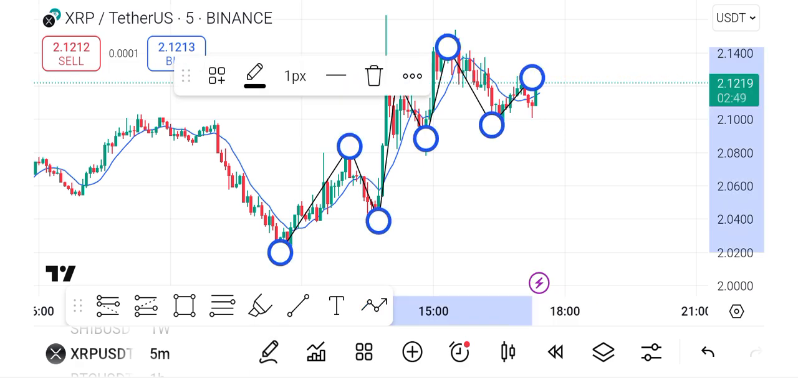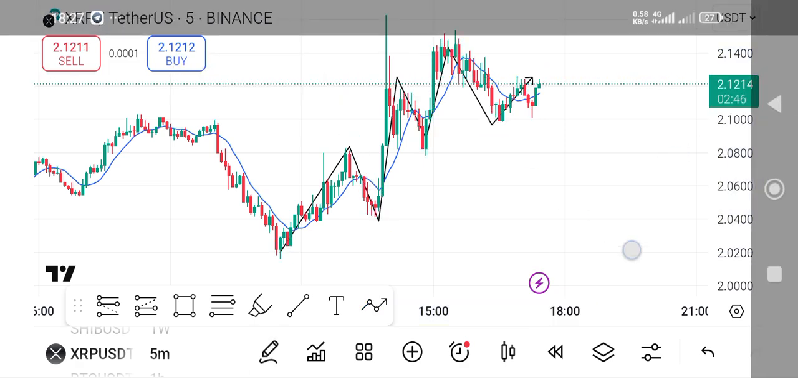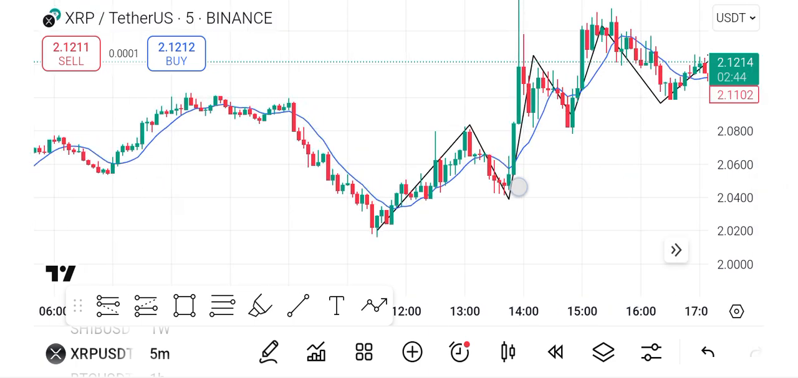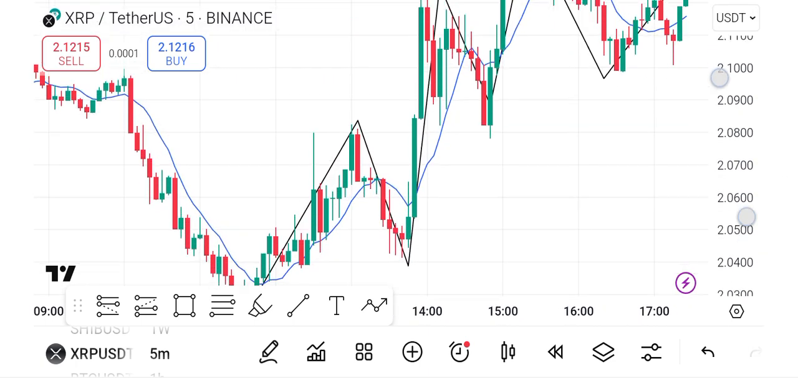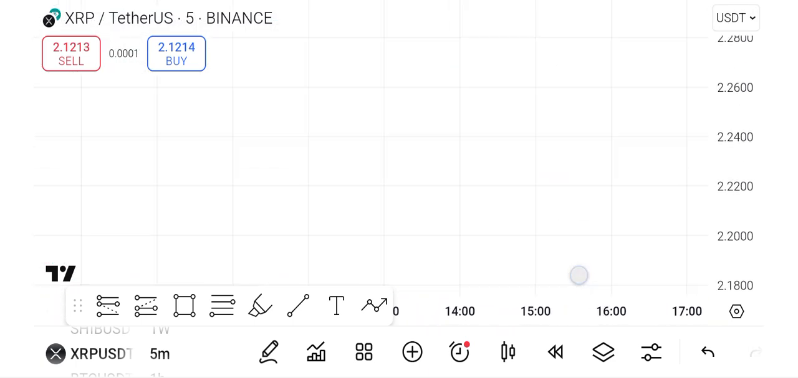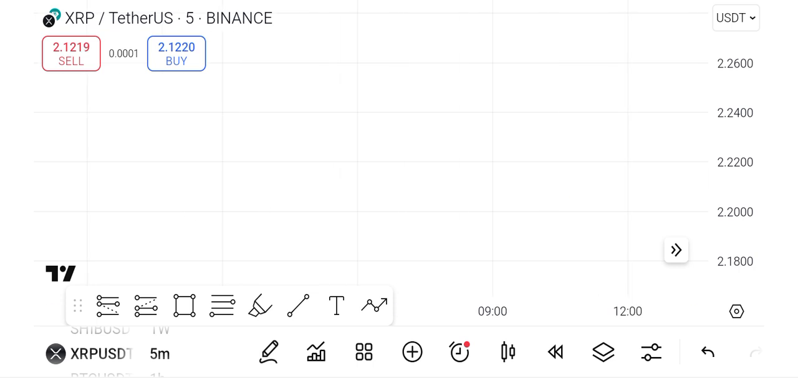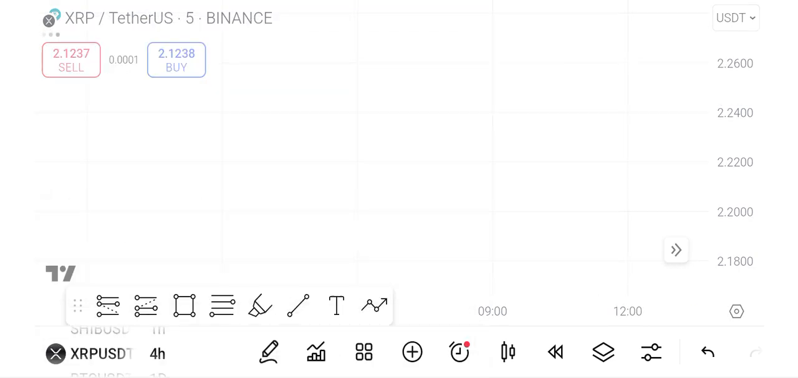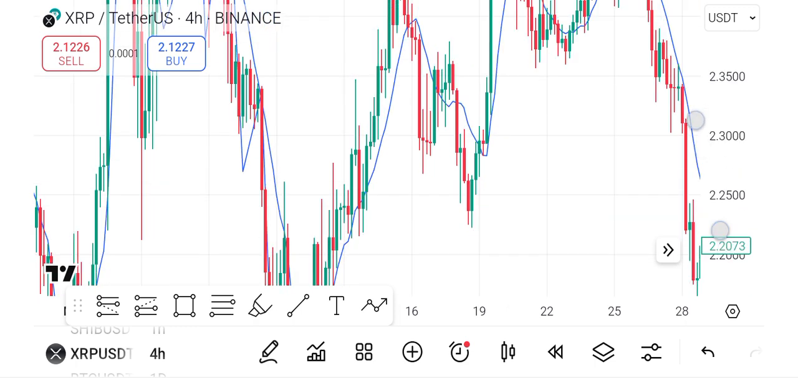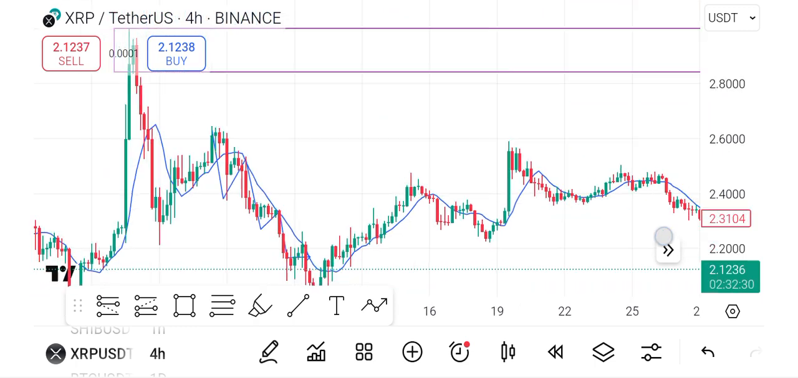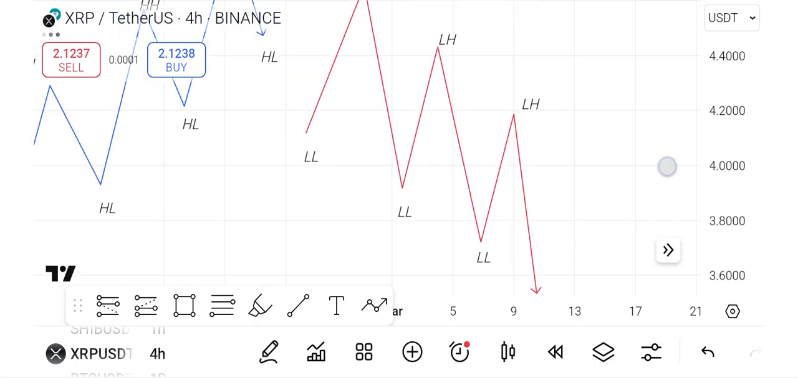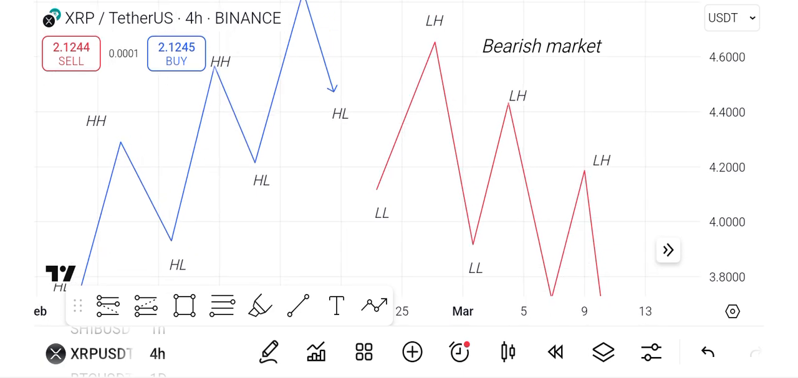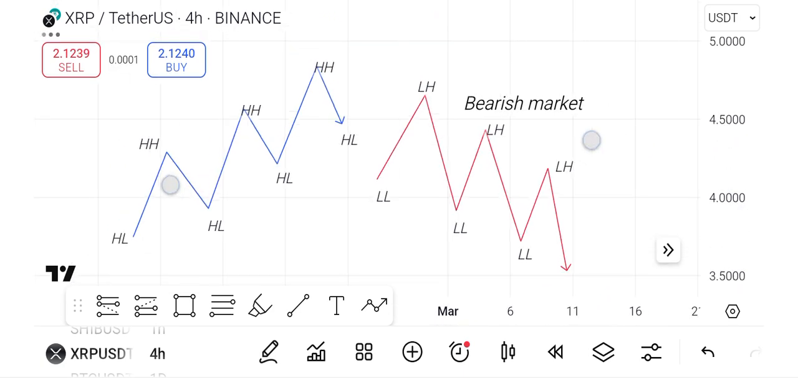So this is what's called a bullish market. As you can see here, it's easy, right? Markets have to move in those directions. That's the direction the market is moving. So this is market structure, which you can see with a clear example from the chart.